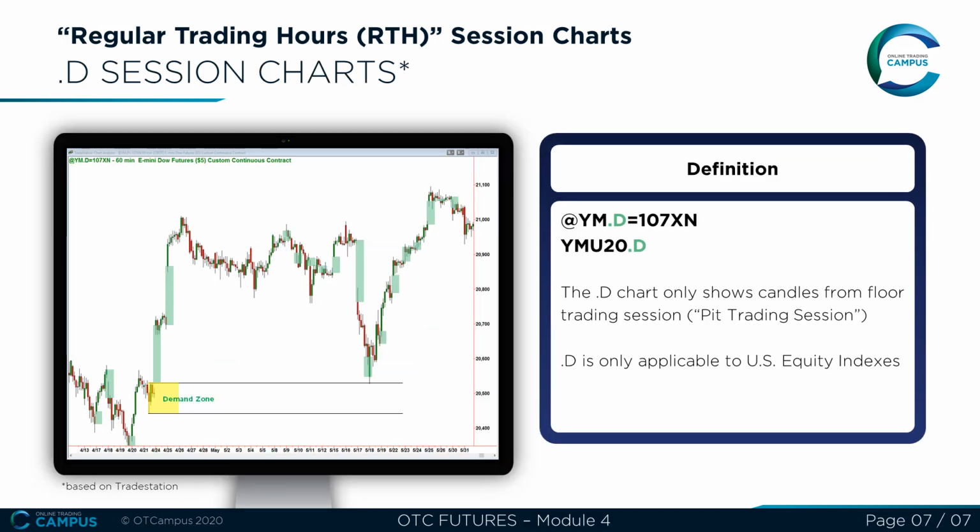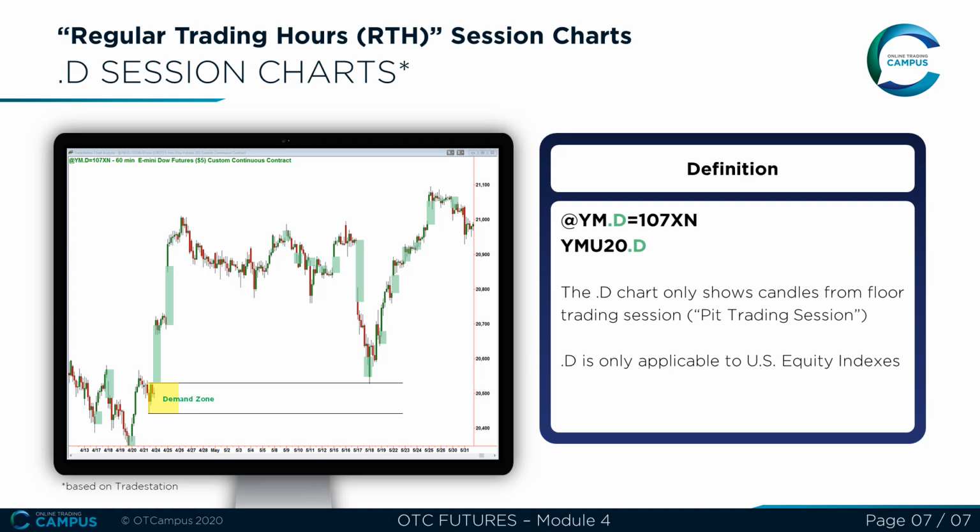Now, for equity indices, it works a little bit differently. TradeStation users can look at regular trading hour charts for equity indices by entering their symbols. These are referred to as .d charts. Here is how to incorporate the .d you see on the slide based on a Dow Jones example. For the unadjusted chart, you use @YM.D equals 107XN, and for a contract specific chart, you use YMU20.D.